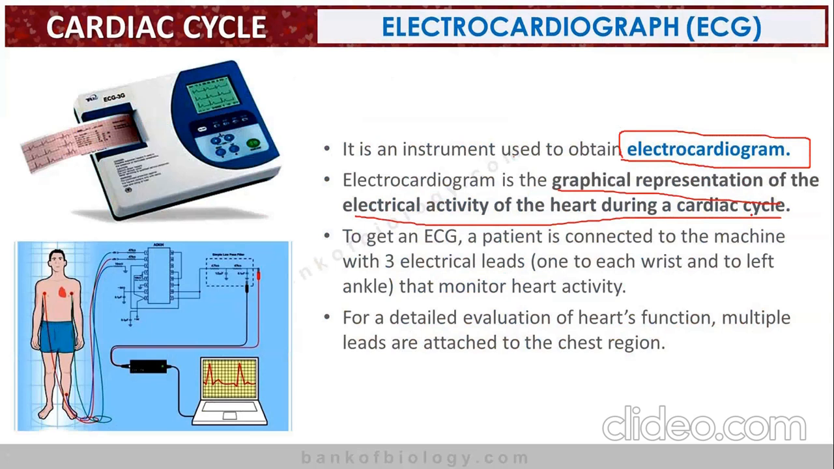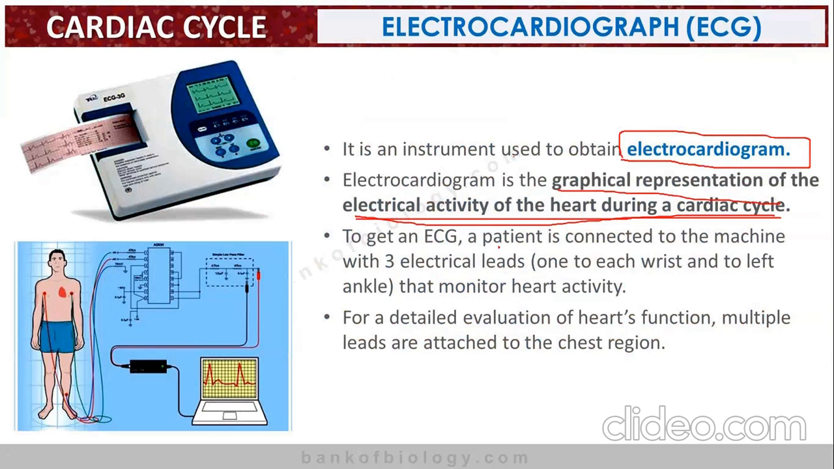So where does the action potential come? How does this energy get transmitted? Whether there is active functionability, all these things are called the cardiac cycle. So, the graphical representation of the electrical activity of the heart during the cardiac cycle.